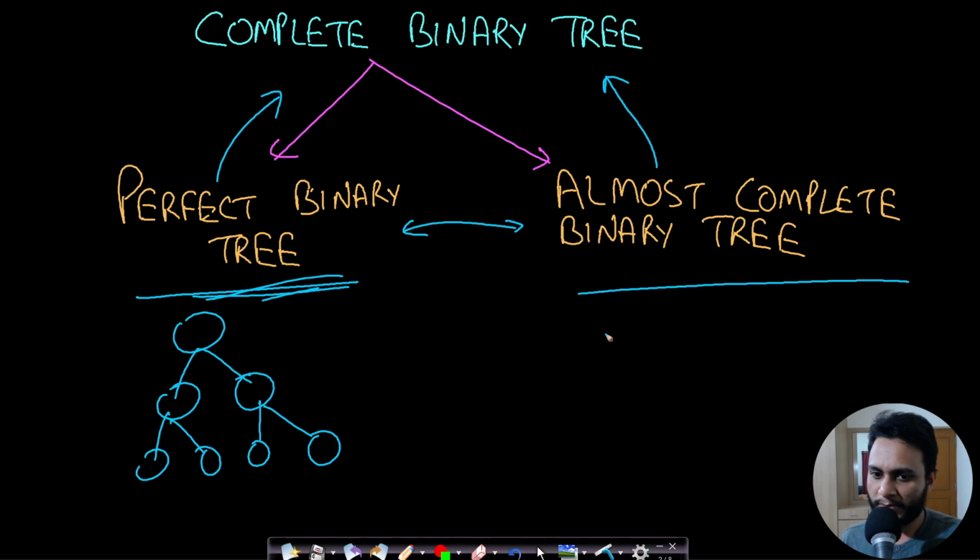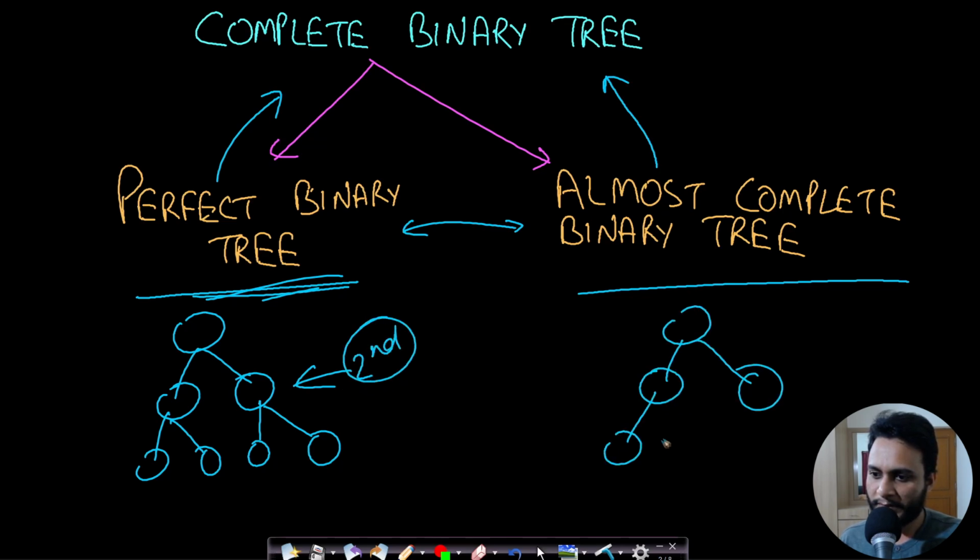And an almost complete binary tree should not be perfect. Until the second last level, everything should be full, right? And at the last level, if we are filling nodes, then that should be present from left to right. So this is an almost complete binary tree.